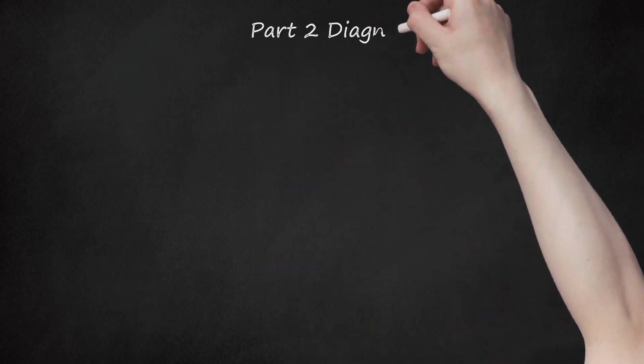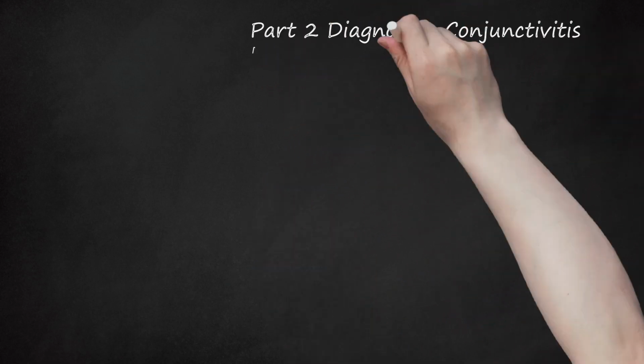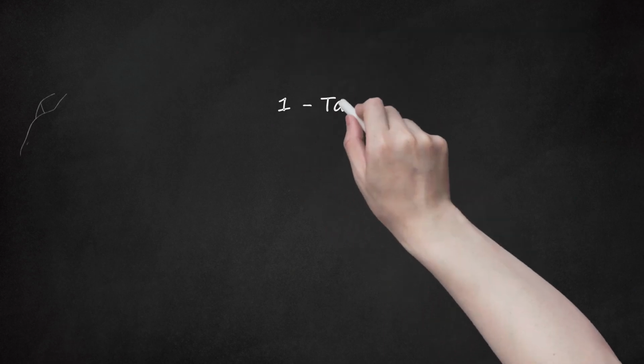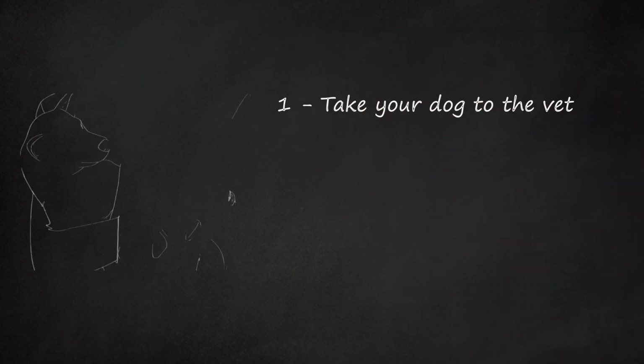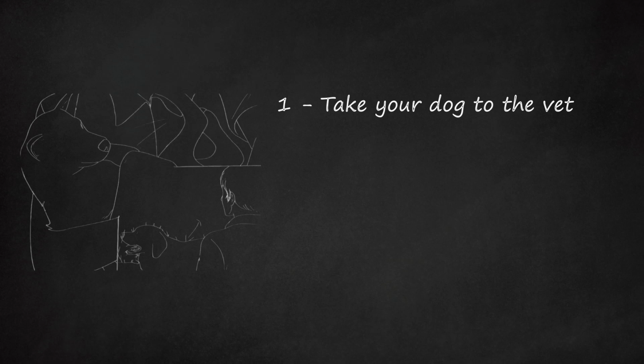Part 2: Diagnosing conjunctivitis in dogs. 1. Take your dog to the vet. If you believe your dog has conjunctivitis, you need to take her to the vet. The vet will be able to diagnose and treat your dog.